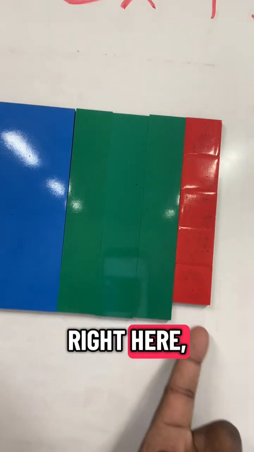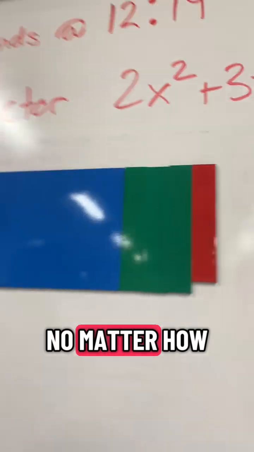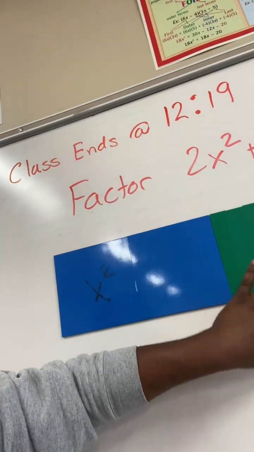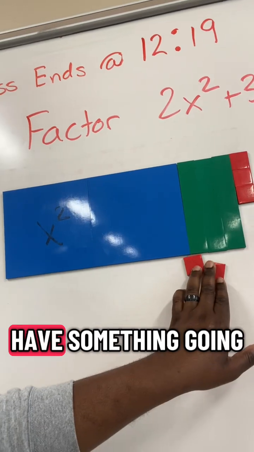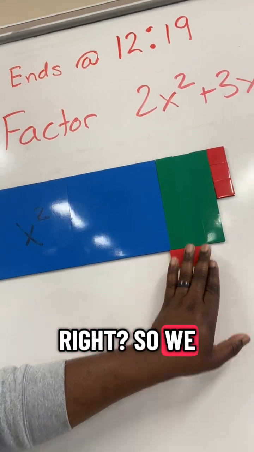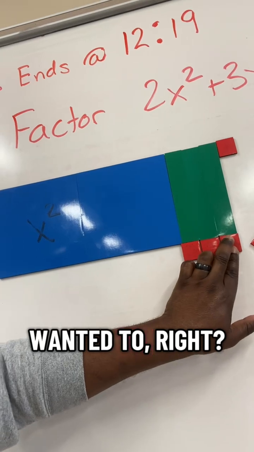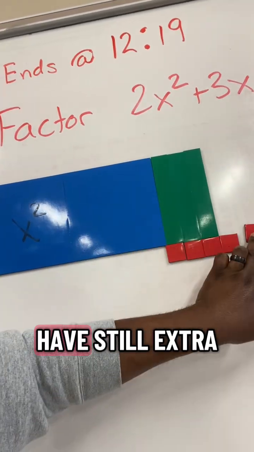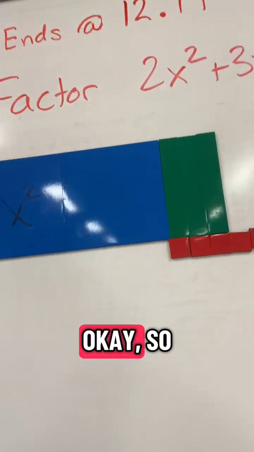All right, so the issue is that, as you can see right here, we got this little gap right here. So no matter how we move it, we're still gonna have something going on right here, right? So we can move these here if we wanted to, right? But then I still have extra space right here, okay?